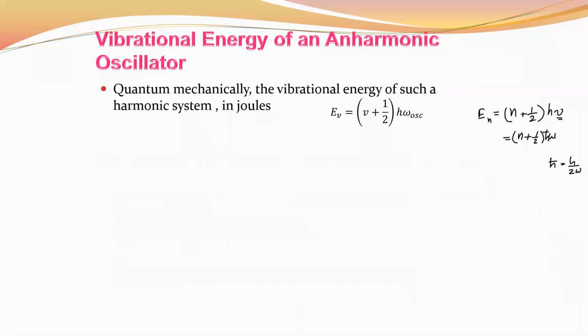Okay, then this omega is equal to 2 pi nu. But here in spectroscopy, we use nu. E of v is the vibrational energy. So we write E_v is equal to (v plus half) h omega. Then it is in joule.